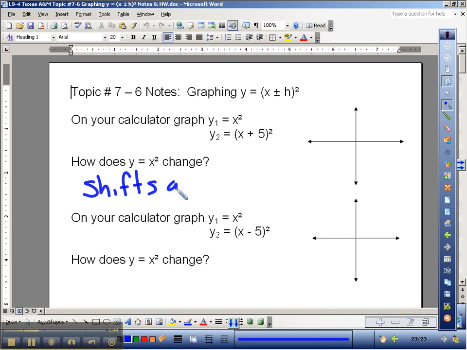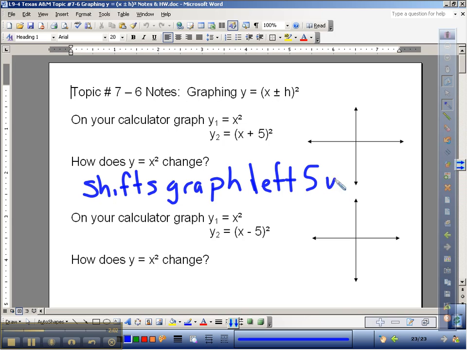Write in shifts graph left. It shifted it left 5 units. And you can draw a picture here if you want to. I really can spell. It's been a long day in the classroom.